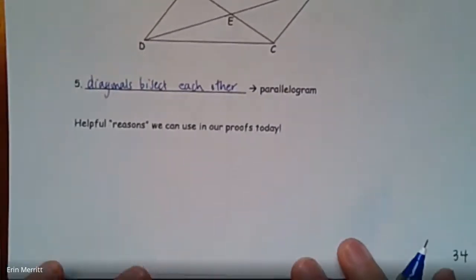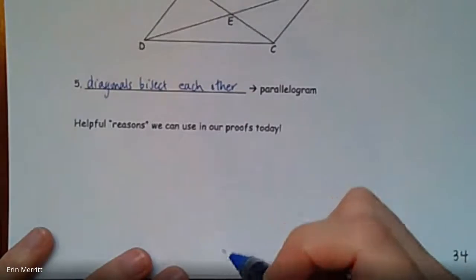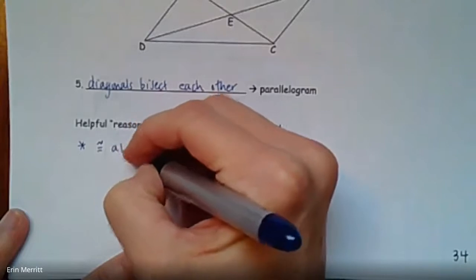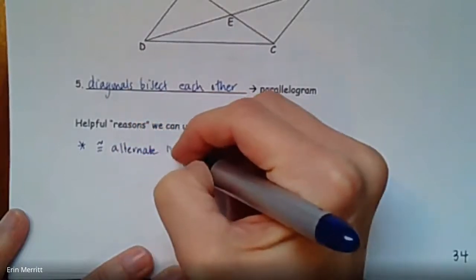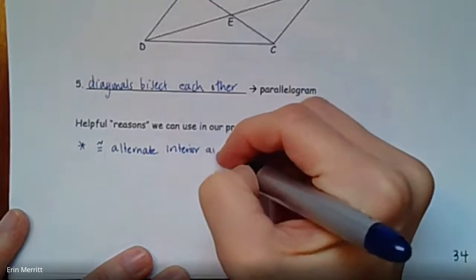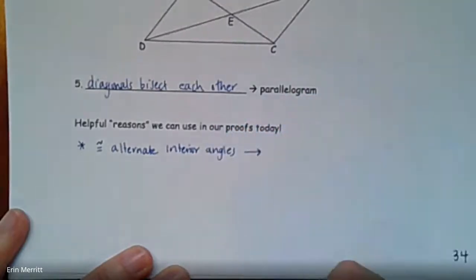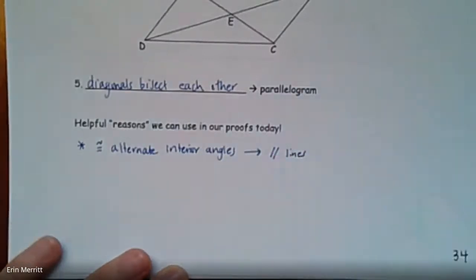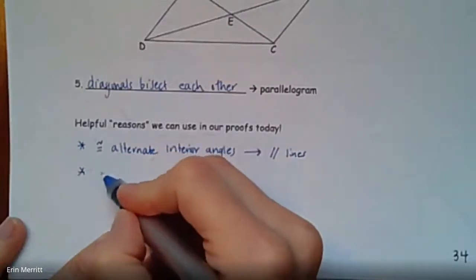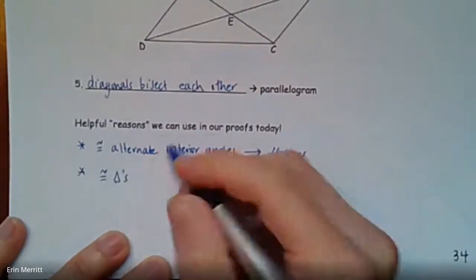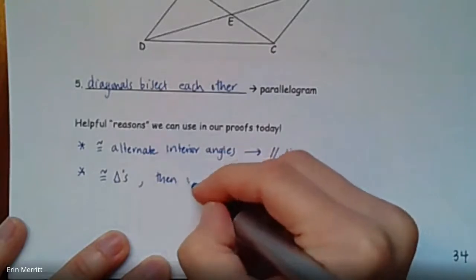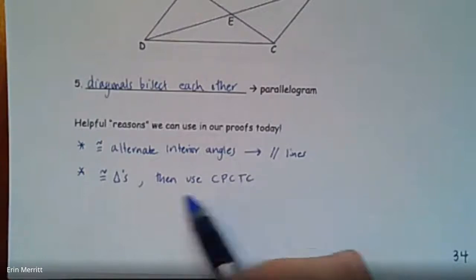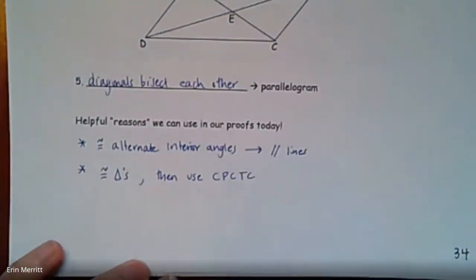All right, down at the bottom, some helpful steps that we're going to see in the proofs that follow in these notes. How do we prove lines parallel? Well, if we can show congruent alternate interior angles, that's enough to prove that the lines are parallel. That'll be super helpful. If we can prove congruent triangles, then we can use CPCTC: corresponding parts of congruent triangles are congruent. That will be helpful. So if we can show this, we get all sorts of stuff from there.